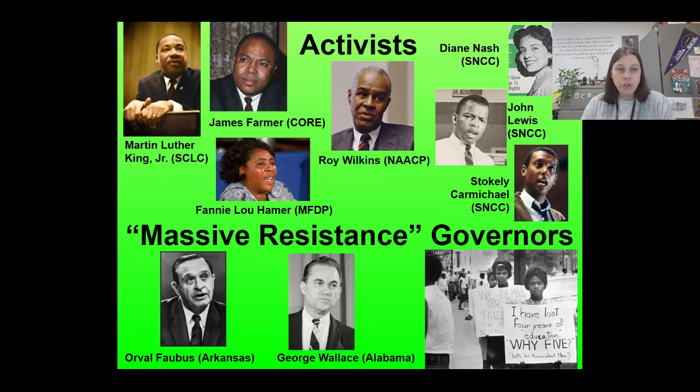You have Diane Nash at the top, who comes out of the Nashville sit-in movement. You have John Lewis, who is one of the earliest presidents of SNCC and also participates in SNCC's Freedom Ride campaign, which is very famous, and then later in his life is a longtime congressman, just passed away not that long ago. And then at the bottom we have Stokely Carmichael, who is one of the later presidents of SNCC in this time period, and who we're going to talk about as a kind of transitional figure for SNCC out of the civil rights era and into the Black Power era. So those are your activists up at the top there.